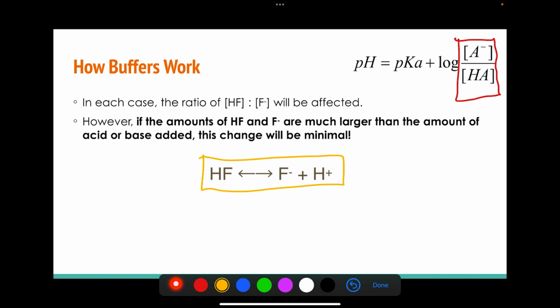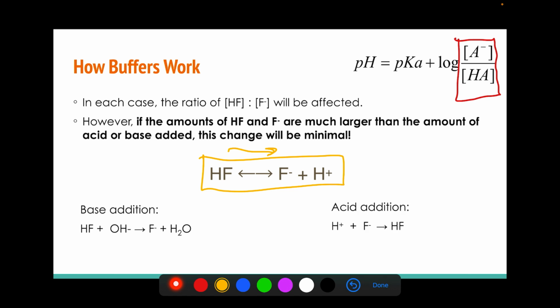Again, if we consider the buffer system as shown as an equilibrium system here, when we add OH-, we're going to consume some HF and produce some F-. Likewise, if we add H+, we're going to consume some F- and produce some HF. However, in either case, if the amounts are small, the shifts will be small, and the mathematical value of that ratio will remain relatively constant.